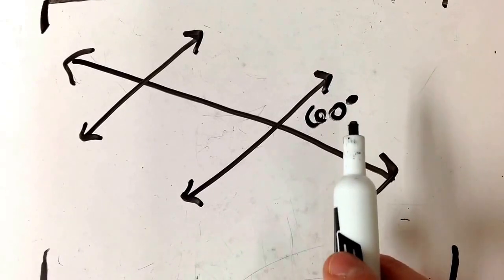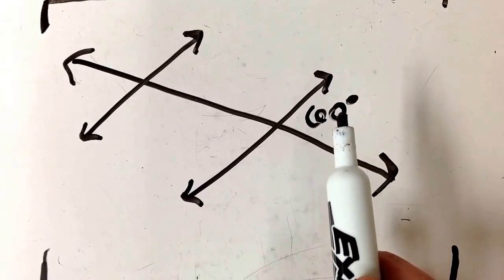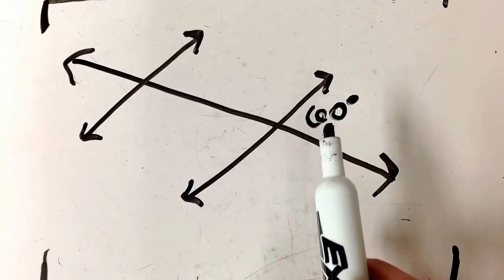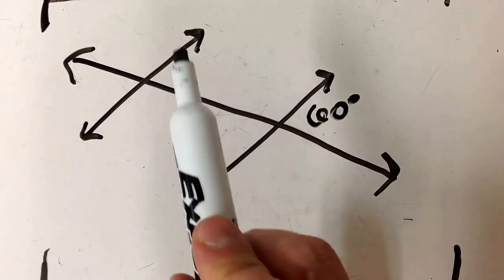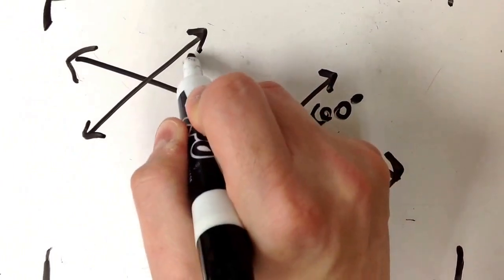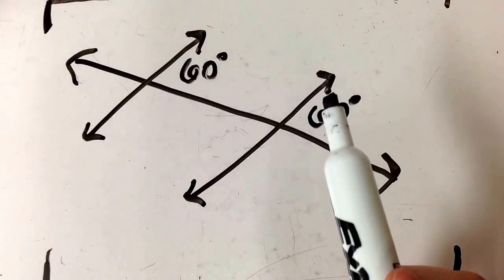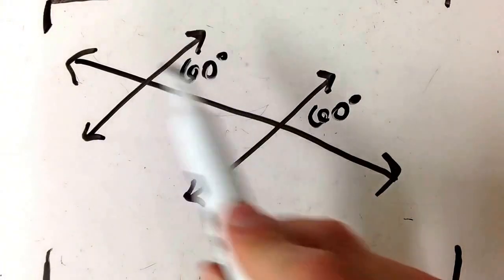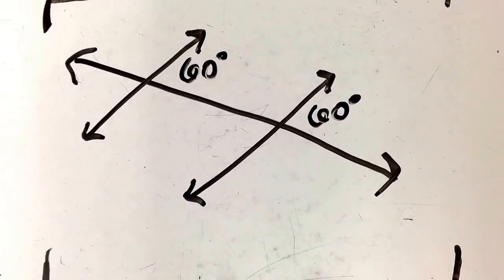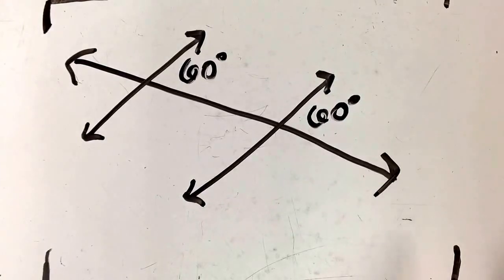Just using corresponding angles, I know that the same side and the same position of my transversal will be an equal measurement. So here and here are going to be 60 degrees, because they're both on the top side of my transversal and they both make this angle on my parallel lines. Okay, so now I can use a couple of different things. I can use vertical angles, I can use supplementary angles, or I can use alternate interior angles to tell me my next measurement. I'm going to use alternate interior first.